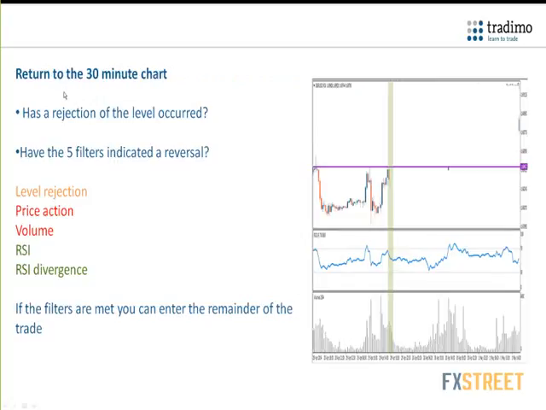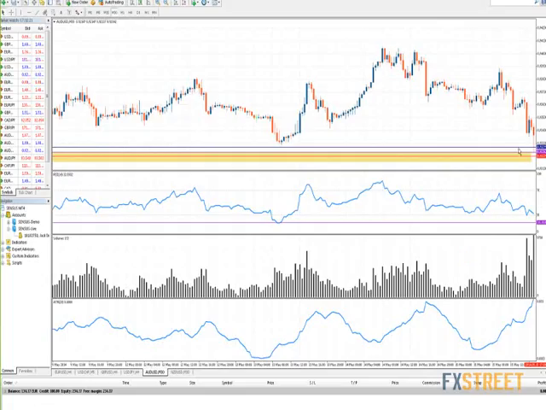So let's have a little look. Has the rejection of the level occurred? We go through the 5 filters. Have the filters met the remainder of the criteria that we have? Well, let's have a little look. We've got a hammer pattern. Yes. Have we tested the level? Yes. Is the volume good? Volume is absolutely spectacular there, guys.